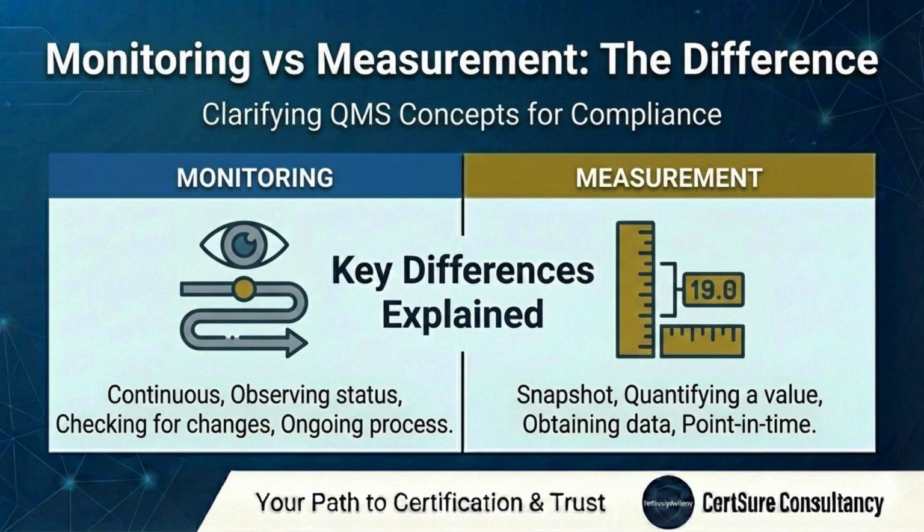Okay, let's lock this in our minds. Here's a little memory trick. Monitoring, think M for mind on the process. Are you paying attention? And measurement? Measurement is M for metrics, numbers, data, the hard facts. Mind versus metrics, that's the key difference. Got it? Mind versus metrics.